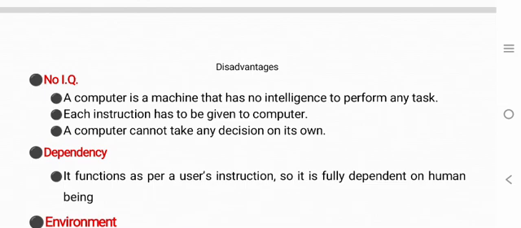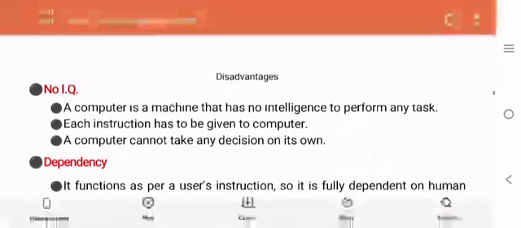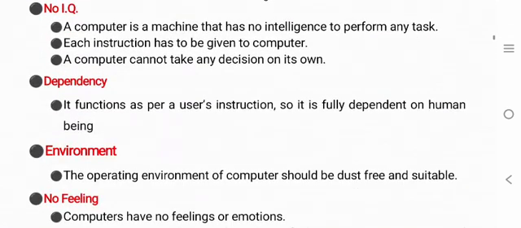Computers have some limitations. They have no intelligence and emotions, so they can't think or make decisions on their own, called no IQ. They are fully dependent on human input, called dependency. They need a suitable environment free from dust and excessive heat, called environment.